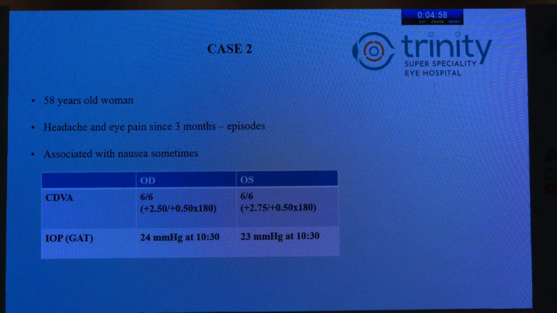Case 2 is about a 58-year-old woman who came with headache and eye pain since 3 months, episodes associated with nausea sometimes. She was a hypermetrope.